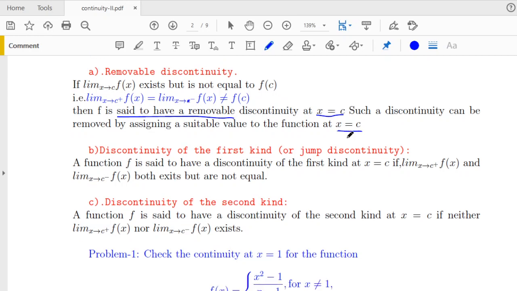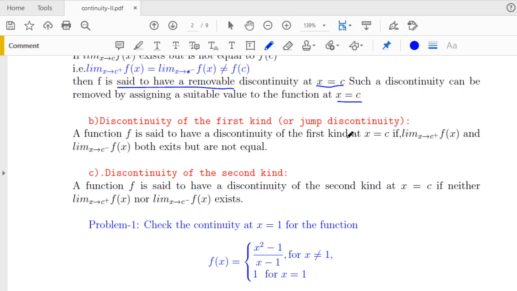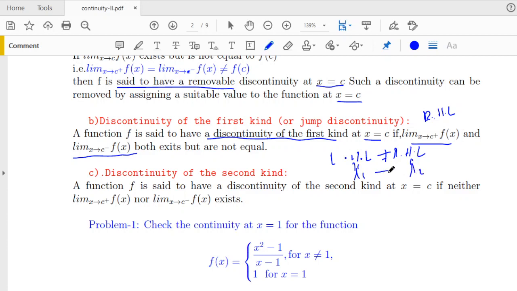Such a discontinuity can be removed by assigning a suitable value as the function value at x equal to c. What is first kind discontinuity or jump discontinuity? A function is said to have a discontinuity of the first kind at x equal to c if the left hand limit, limit x goes to c minus f(x), and the right hand limit, limit x goes to c plus f(x), both exist but are not equal. That means LHL is not equal to RHL. Both exist, L1 and L2, but L1 is not equal to L2. Then this discontinuity is called a jump discontinuity.